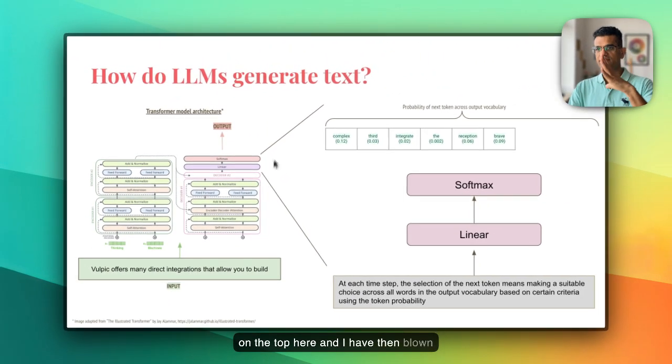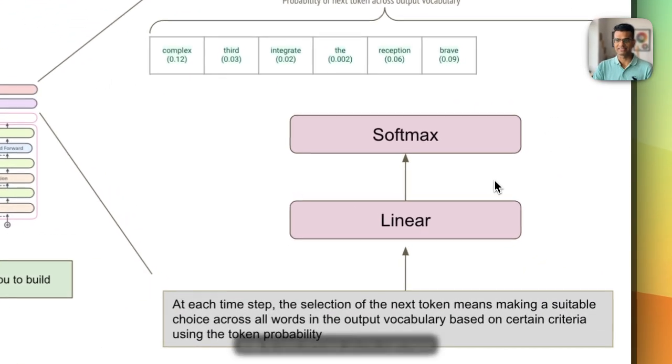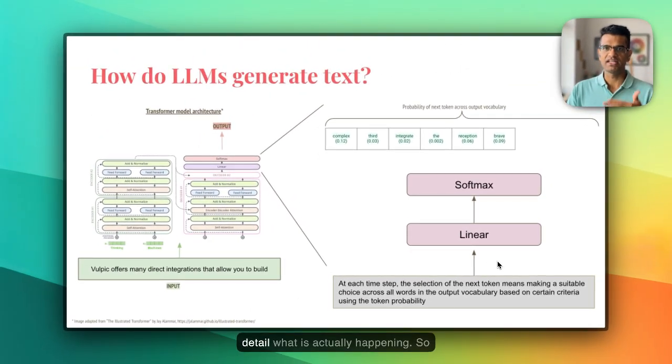And I have then blown it up, as you can see on the right hand side, to show you in a bit more detail what is actually happening. So at each time step, right? Now this is where the idea of a token comes in. Each word is considered a token, and there is a difference between a token and a text, but for now let's assume that a token is equal to text. We will clarify this further in the next video when we come to the project, but for now let's assume that a token is equal to text.